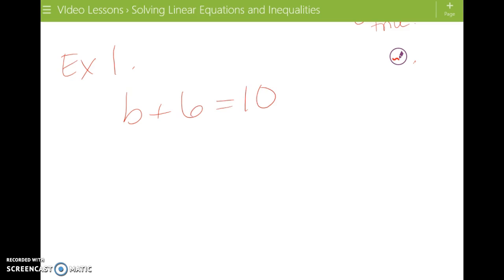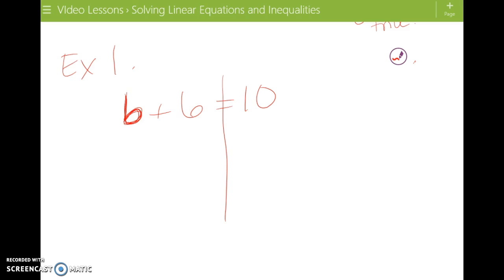We already know what it is, but let's go through the formalities of it. All right, so in order to solve an equation or to solve for the variable, we have to get the variable alone. That's the goal. Right now, B is not alone. B is on the same side as 6, so B is not alone. So what do we need to do? We need to get rid of 6. Let's move 6 so that B can be alone.